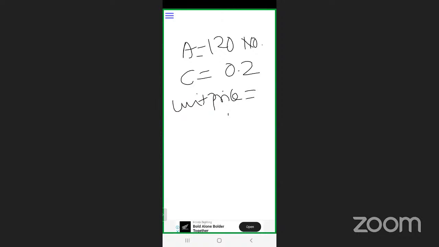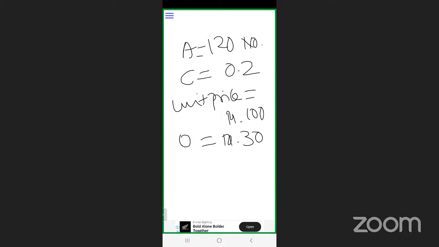Based on EOQ, they have given a small simple numerical which says that annual consumption is 120 numbers, 120 spare parts you need. Inventory carrying cost is 0.2, which means 20 paise you need to spend when you are holding one unit for the entire year. And the unit price, I have to buy the spare part also, right? So unit price is 100 rupees. Ordering cost per order is 30 rupees. Per order I'm spending 30 rupees.